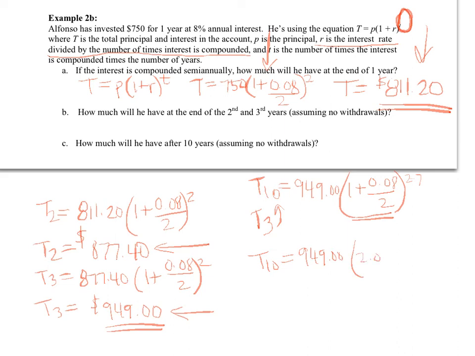Okay, so this is 1.04 because we divided 0.08 by 2, so that's 0.04, plus 1 is 1.04. Raised to the 2 times 7, so that would be the 14th power. Okay, and then we're going to do 1.04 to the 14th power first, and then multiply by 949. So you should get T sub 10 equals $1,643.36. So that's how much he will have after 10 years.